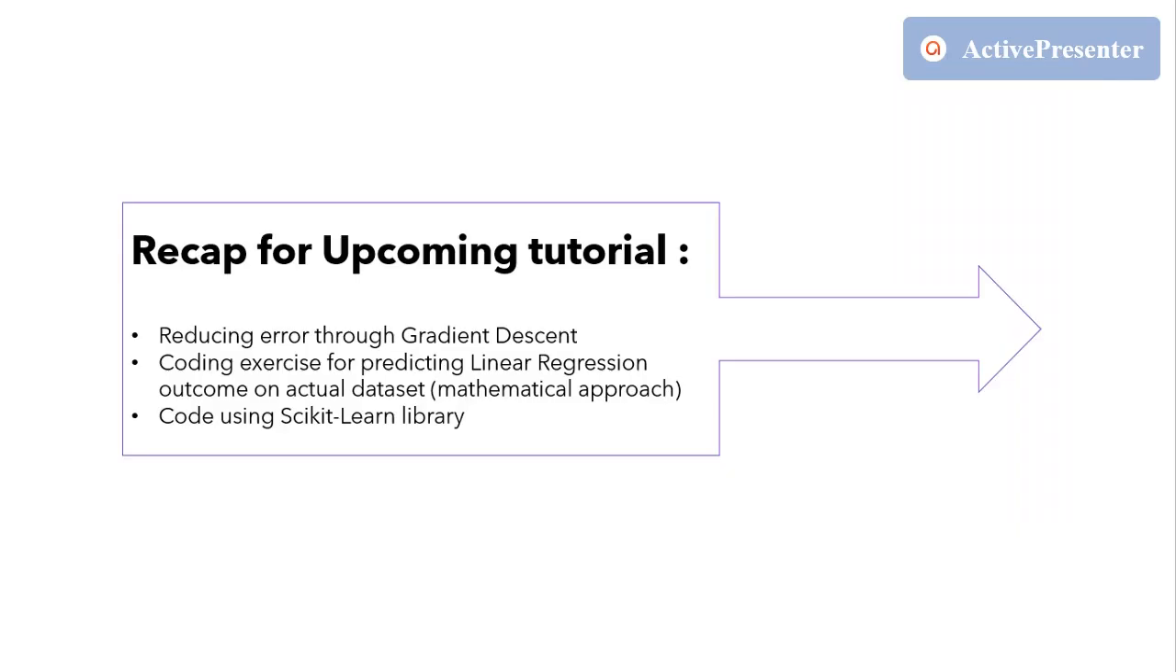So guys, we'll cover the mentioned bullets in the next tutorial, that is reducing error through gradient descent, and Python code from scratch for predicting simple linear regression outcomes on an actual dataset, and we'll code using the scikit-learn library as well.